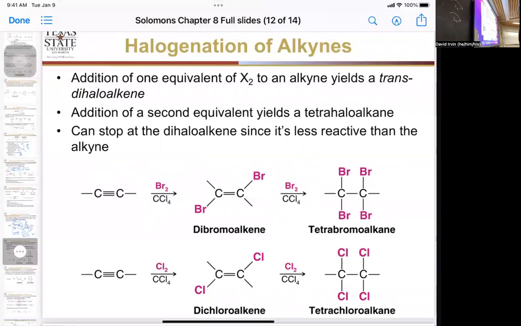Now, in theory, but what if you added one equivalent of bromine? Is it going to stop here? One of these equivalents of bromine can actually attack this. So you're going to end up with a mixture of alkyne, alkene, and alkane. So it's best to just add a second equivalent of the same thing to get to the tetra compound. But this is slightly less reactive, so if you're very careful, you can stop it. All right.